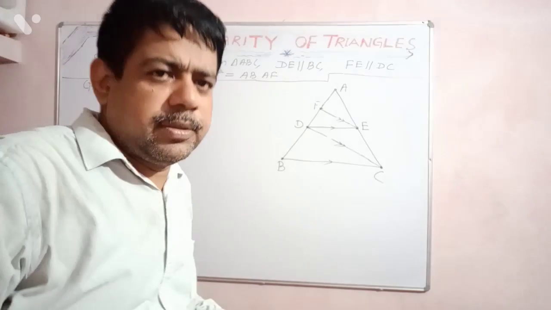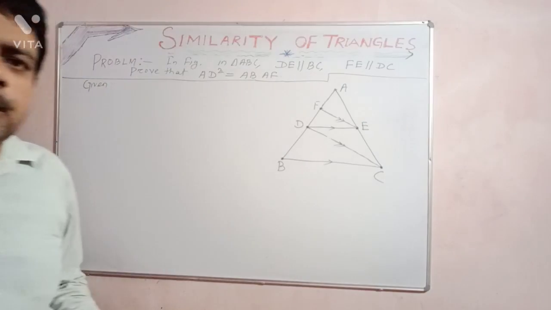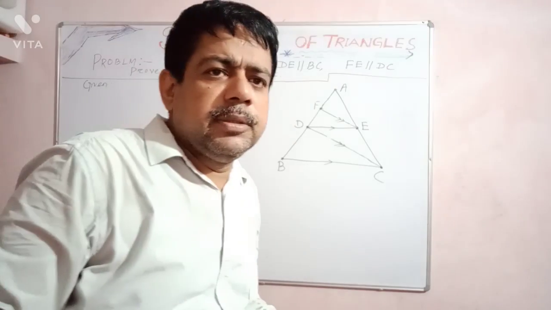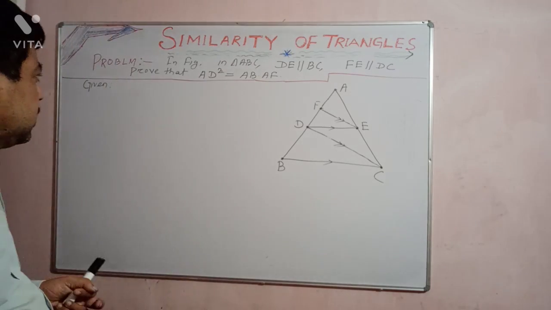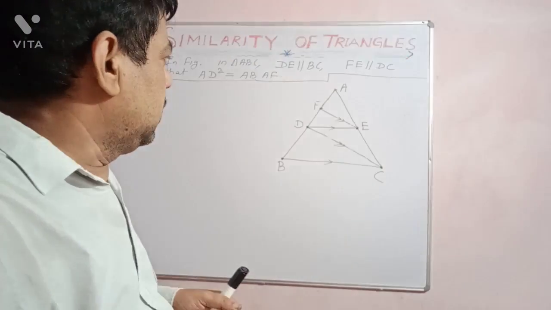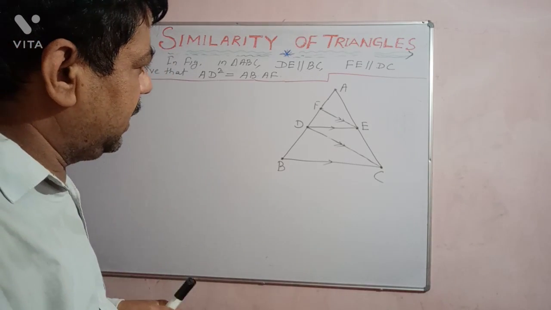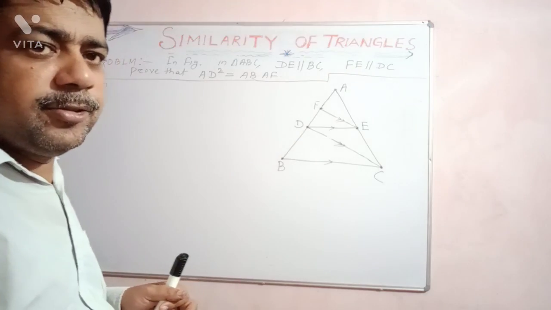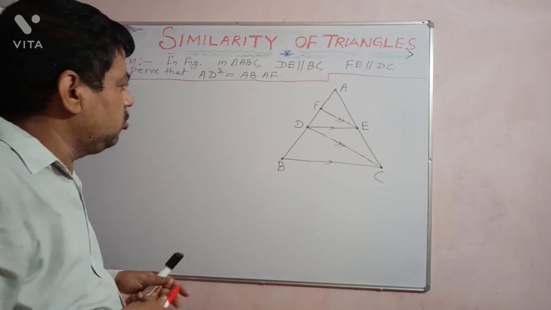So here is another class for you. In this class, students, I am going to explain another problem based on the concept of similar triangles. In this question, it is given that in the triangle ABC, look carefully, DE is parallel to BC.